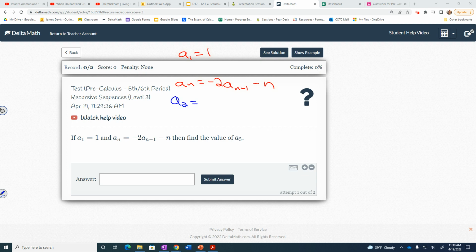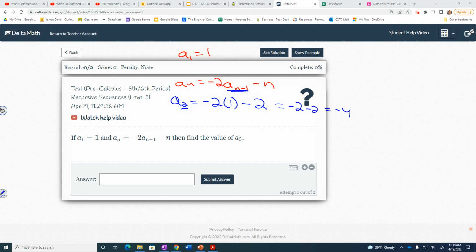A sub 2 is negative 2 times the previous term. We said it's the previous term. The previous term is 1, minus, what is n? What's n here? It's not the previous term, the previous term was 1. It's 2, yeah, it's this number. So it would be negative 2 minus 2, which is negative 4.